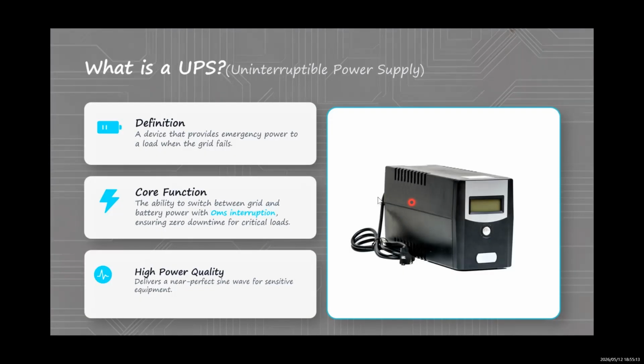First, what is a UPS? It means uninterruptible power supply. It will provide a very high quality power supply to the critical load, and during a grid fault, it will seamlessly switch from the grid state to the batteries. So it will ensure the normal operation of the critical load with 0 milliseconds interruption.